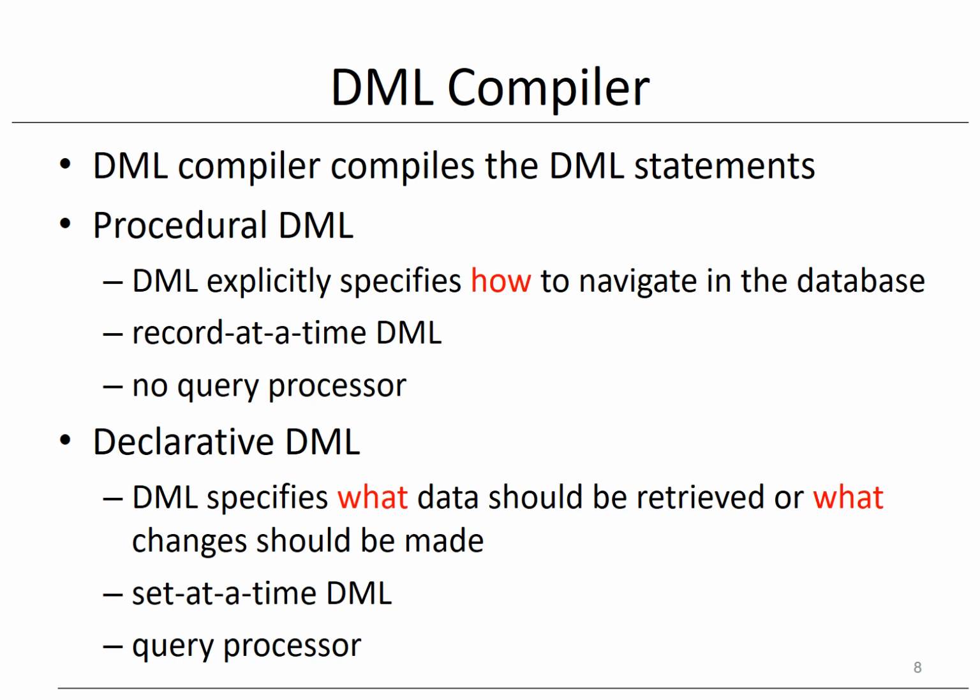Declarative DML is usually set-at-a-time DML, whereby sets of records or data instances can be retrieved at once and provided to the application. Only the selection criteria are provided to the DBMS, and depending on the actual database state, 0, 1, or many records will qualify. A popular example of declarative DML is SQL.